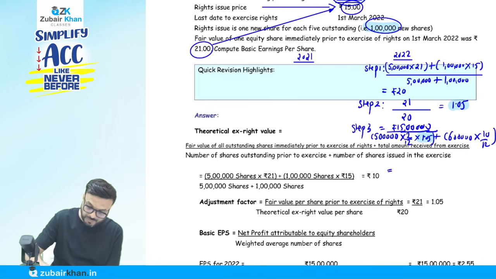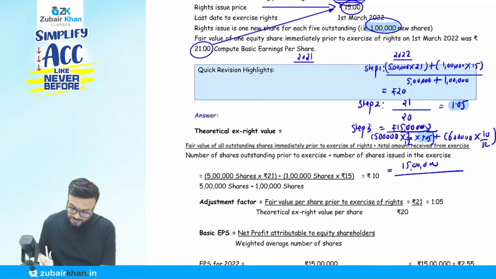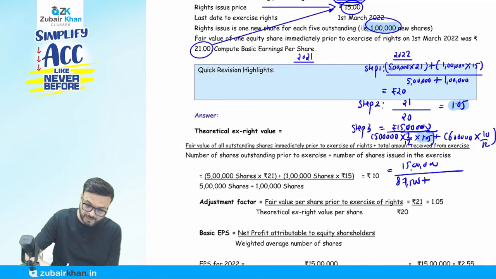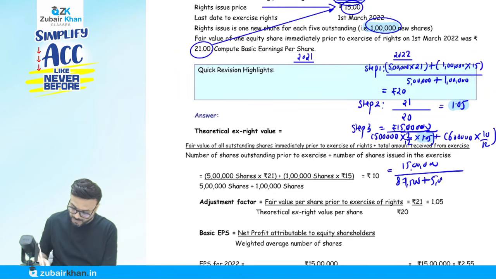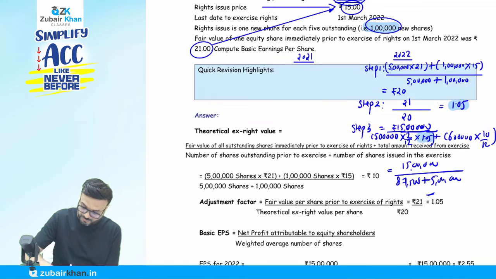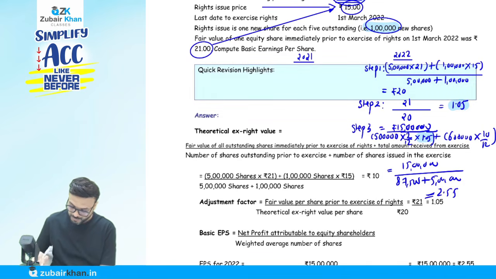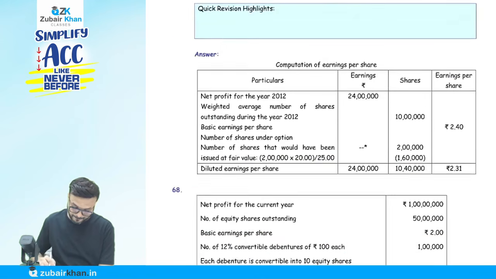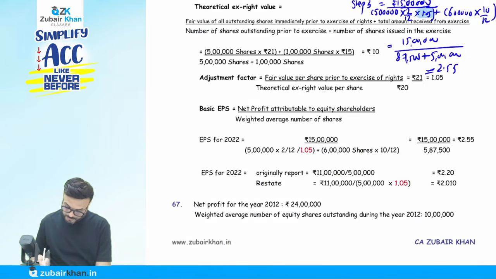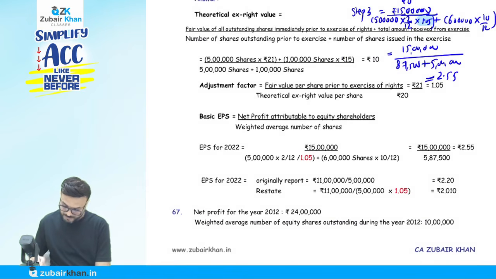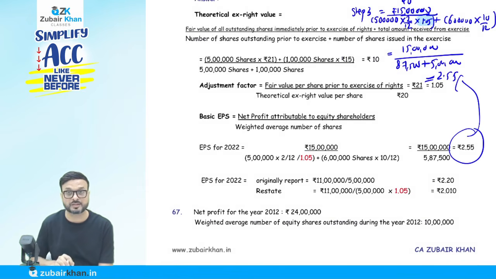So multiply by this adjusting factor, 1.05. It will come: 15 lakhs divided by 5 lakhs multiplied by 2 divided by 12 multiplied by 1.05. That is coming 87,500 shares, plus 6 lakh multiplied by 10 divided by 12, that is coming 5 lakh. So EPS is going to come 15 lakh divided by 5 lakh 87,500. That is coming 2.55. Cross check it. 2.5555. Yes, 2.55.